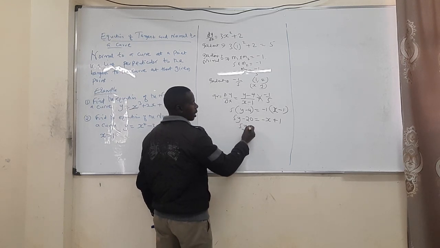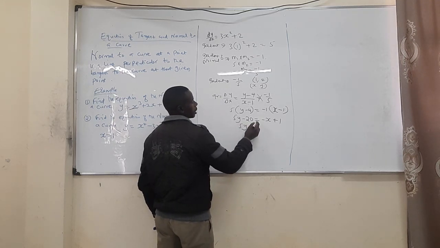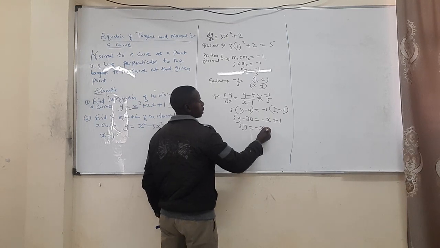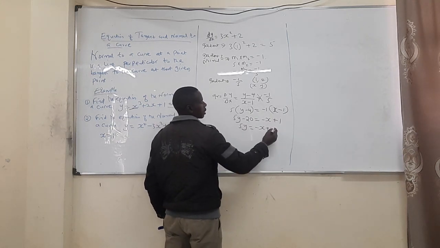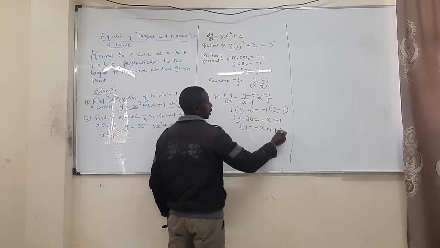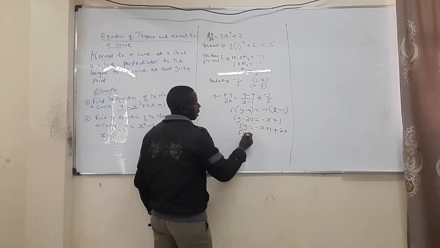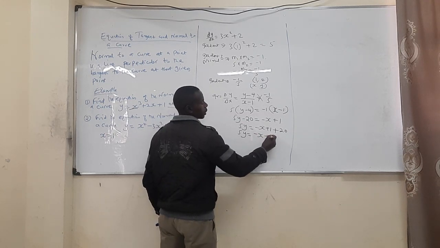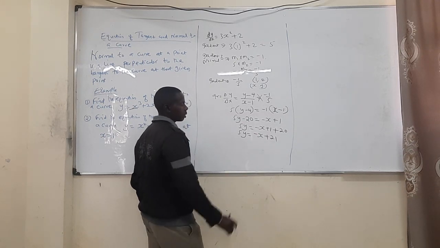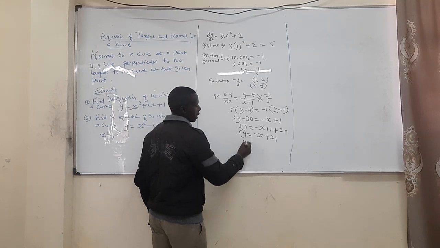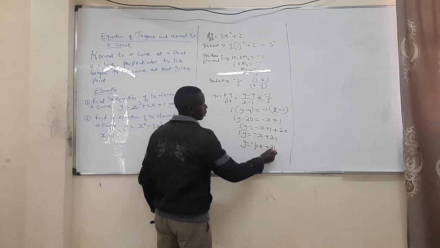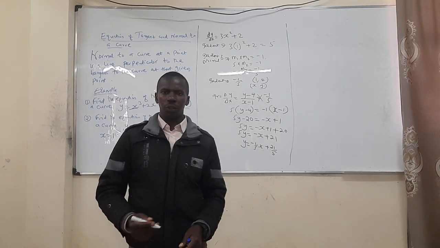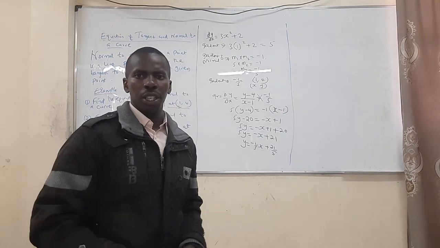So for 5y, take minus 20 to the other side. You get minus x plus 1. Then minus 20, when you cross the equal sign, the sign becomes plus 20. So 5y will be minus x plus 21. 1 plus 20 is 21. Then you can have y is equal to minus 1 over 5 x plus 21 over 5. That is the equation of the normal to the curve.